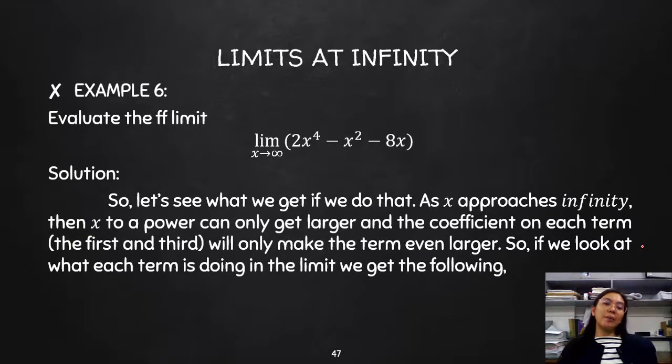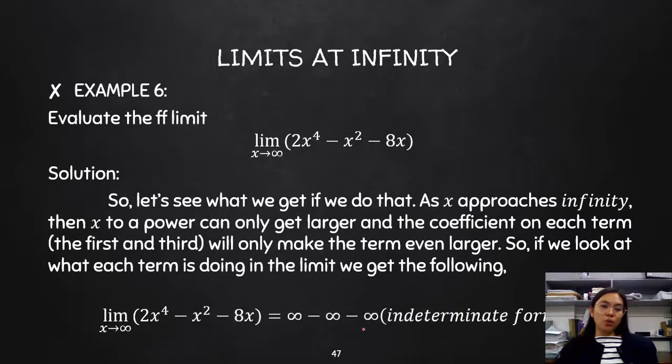So let's see what happens if we do that. Meaning, pag plinug in natin, 2 times infinity, magiging infinity, minus infinity squared, which is negative infinity, minus 8 times infinity, which is infinity. Infinity minus infinity minus infinity, hindi natin talaga madedetermine yan. So, it's in the indeterminate form.